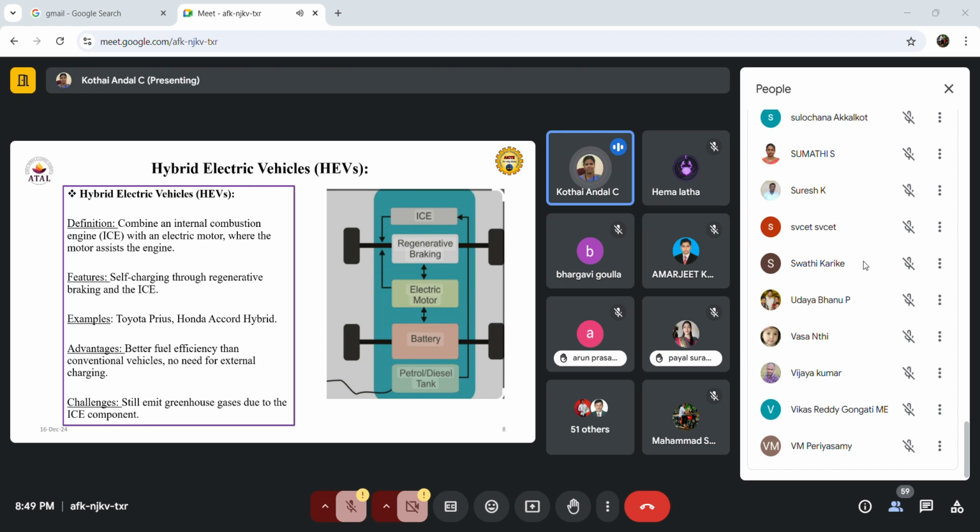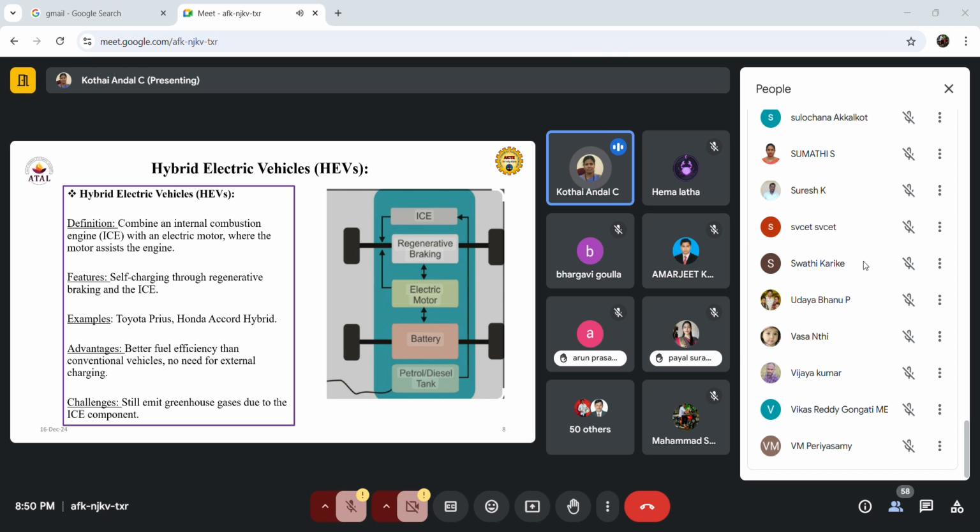Next, we'll come to the hybrid electric vehicle. Here, it is a combination of IC engine and battery. So both will assist the vehicle to move. The main thing in the hybrid electric vehicle is the IC engine. So the main fuel is used, and the vehicle is run by the IC engine only. It is supported by the battery. Now, how is the battery recharged here? The battery is self-charged through regenerative braking through the IC engine.